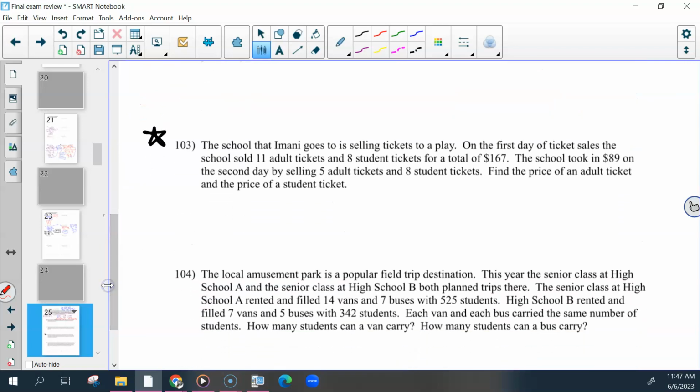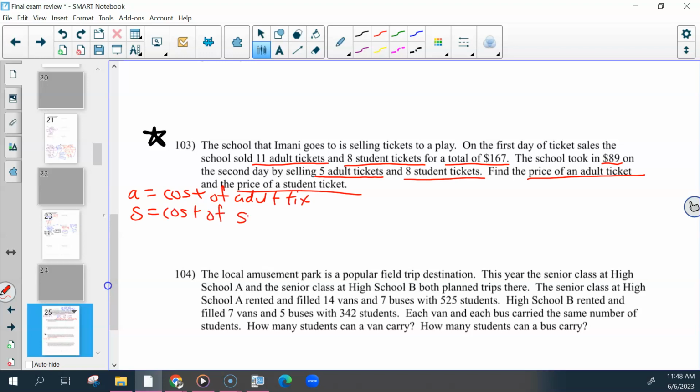Same thing in 103. Find important information. So 11 adult tickets, 8 student tickets, total of 167. We've got $89, 5 adult tickets and 8 student tickets. So we have 6 numbers again. And we're looking for price of an adult ticket and price of a student ticket. So we can define our variables again. You can call them A and S, X and Y, whatever two different variables you want. Since we're looking for the price of each one, that's what we would write here. Price or cost of adult ticket. Price or cost of student ticket.